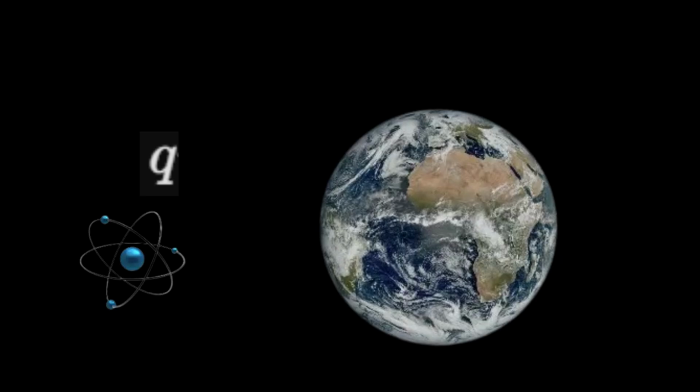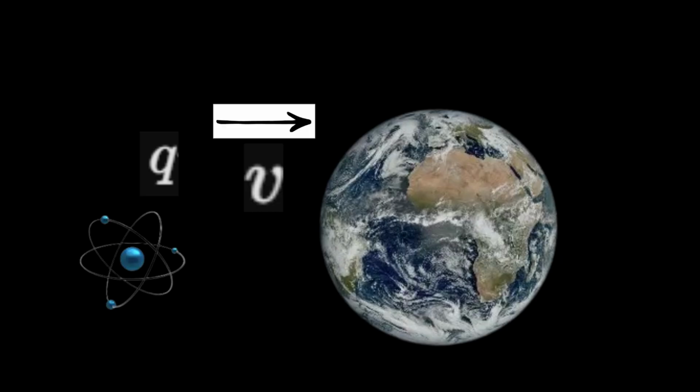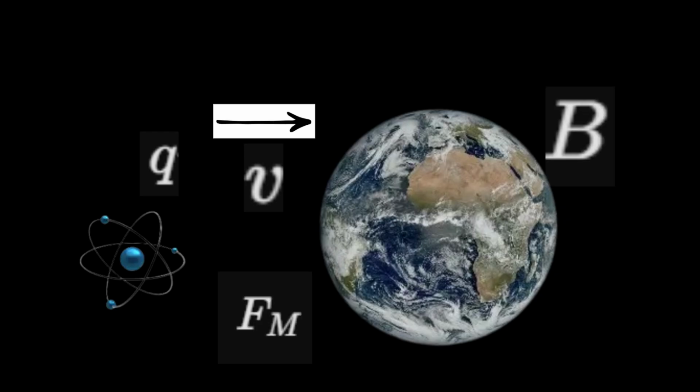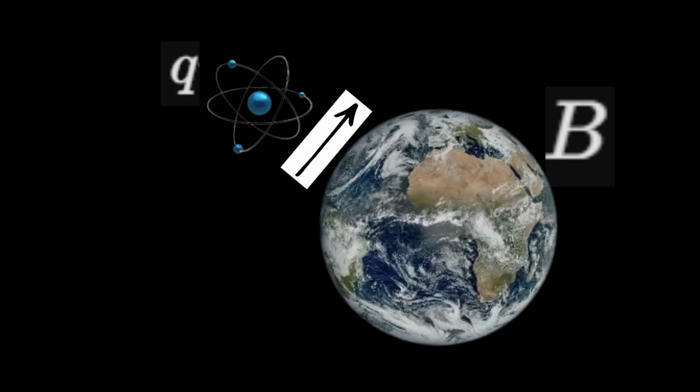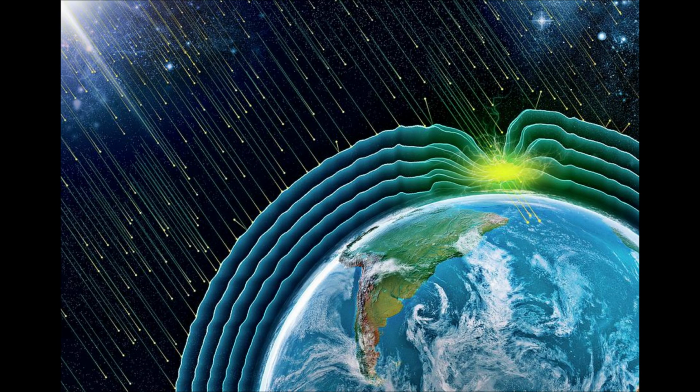But look at the physics. As those charged particles Q fly towards us at high velocity V, they strike the Earth's magnetic field B. The Lorentz force, Fm, takes over, deflecting the dangerous particles harmlessly away from the equator and guiding them towards the north and south poles. When these particles collide with our upper atmosphere at the poles, they light up, creating the aurora borealis, the northern lights. It's a literal planetary shield driven by the Lorentz force.